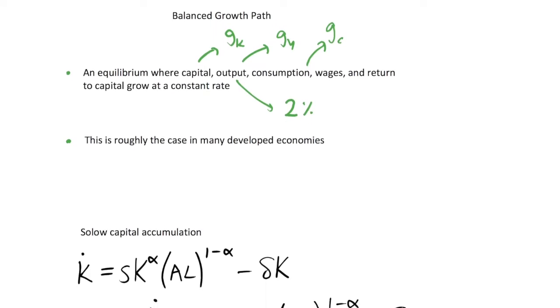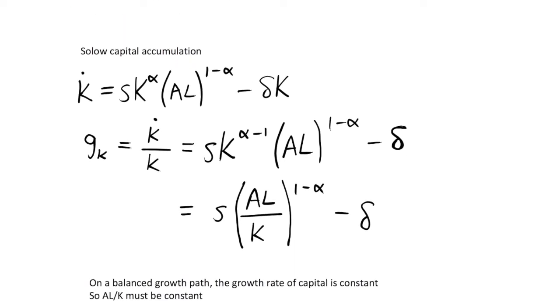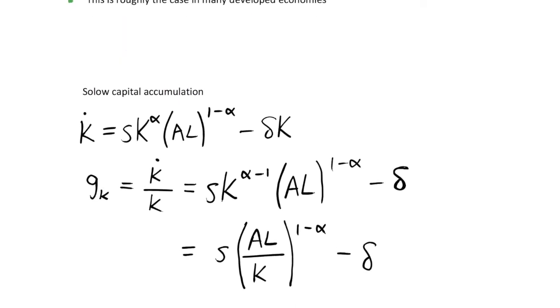So we can show that the Solow model has a balanced growth path by just working through the Solow model and looking at the growth rates, and by assuming that these growth rates are constant, we can find out what the actual growth rates will be when they are constant. So as with many things in the Solow model, we're going to start with the capital accumulation equation.